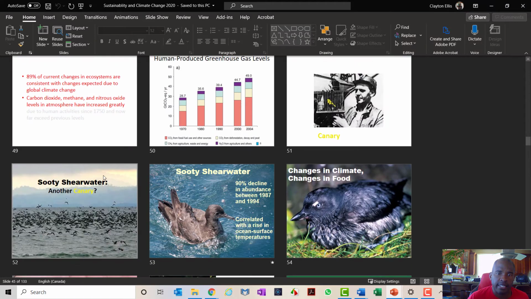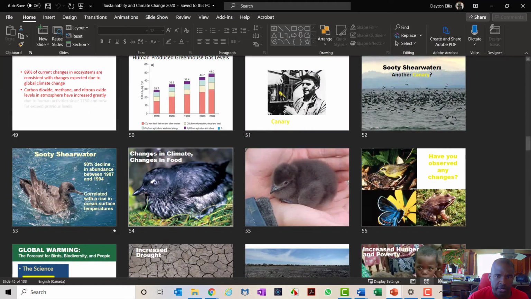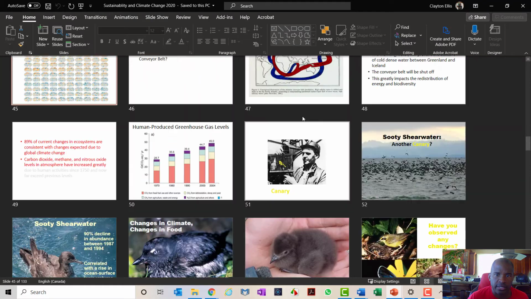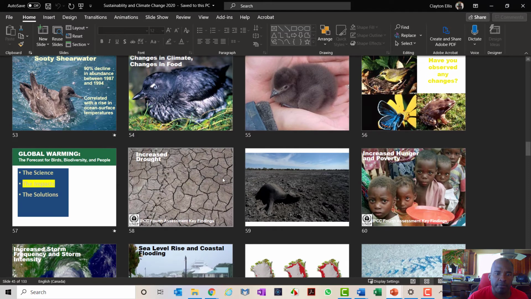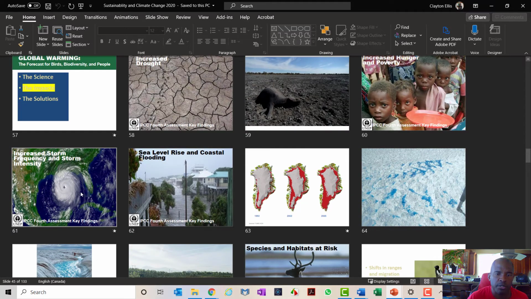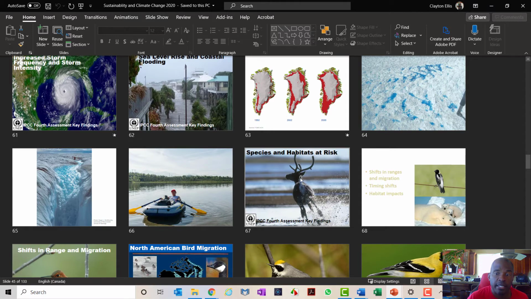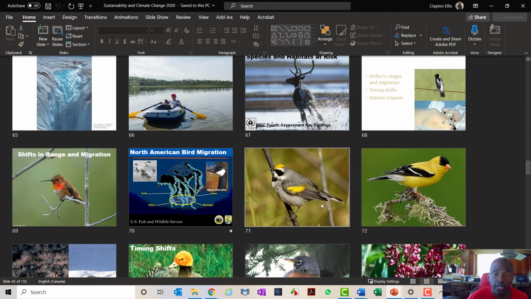And then this series of slides that starts in this area, these are specific impacts of climate change, and there's many of them. There's increased drought, increased poverty, more severe storms, sea level rise and coastal flooding, Arctic ice melting, and then biodiversity risks, of which I want you to include biodiversity risks in your final response.